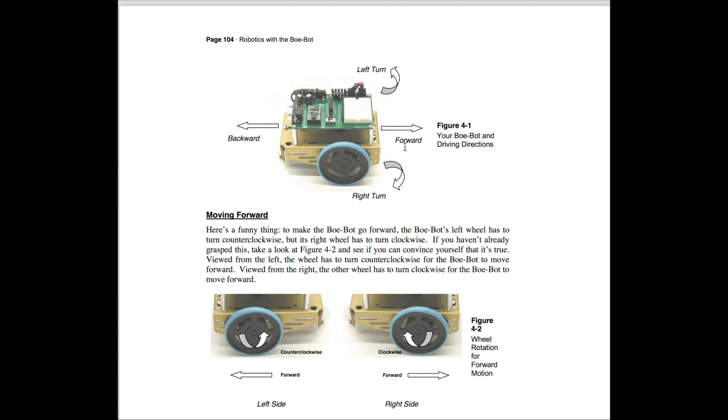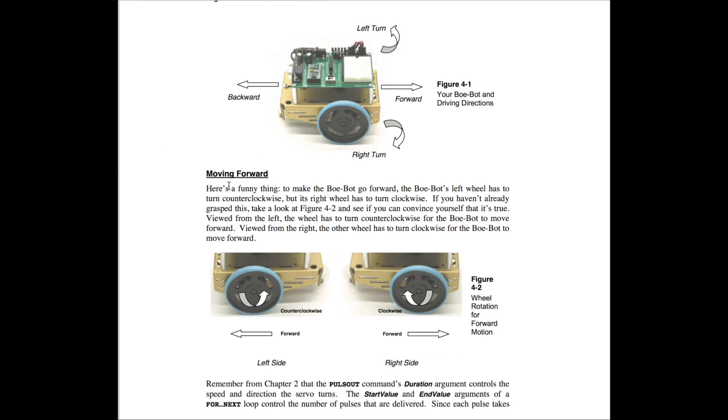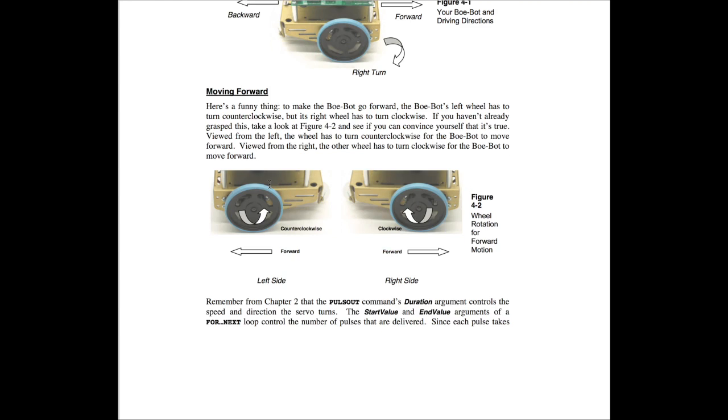Alright, so here we have the arrow showing us forward going towards the right of the page. Left turn would go top, right turn would go bottom, and then the backwards, of course, towards the left side of the page, like it said. Okay, remember the front on the Bobot has the prototyping area, and the back has the single wheel that is just used for balance, the third wheel.